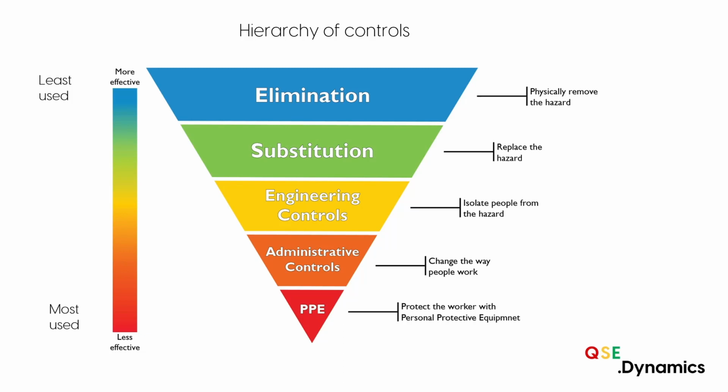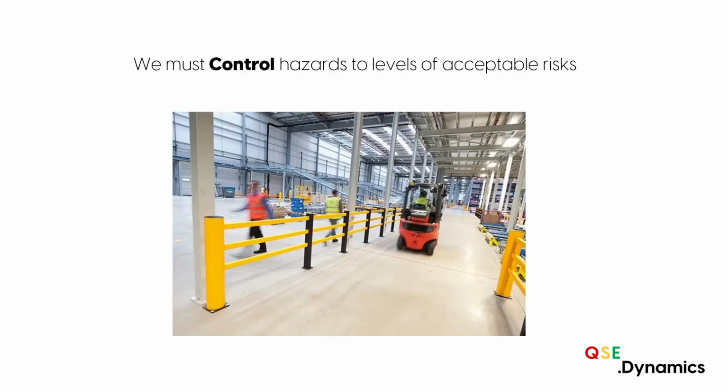I would really recommend challenging the norm and trying to help reverse this trend. It tends to be that we don't actually realize that we are picking the less effective controls. I know it's a very difficult thing to do, trying to eliminate the hazards, but we really need to be challenging ourselves, challenging others within the business to try for better controls. And of course, we are doing this because we must control hazards to levels of acceptable risks. That is really important, that acceptable risks.